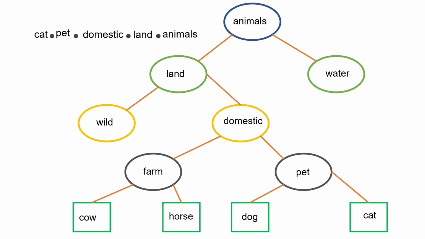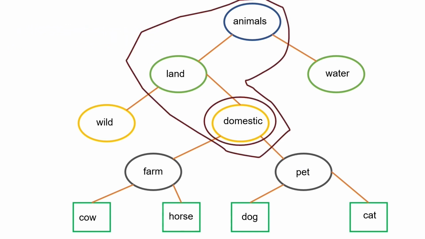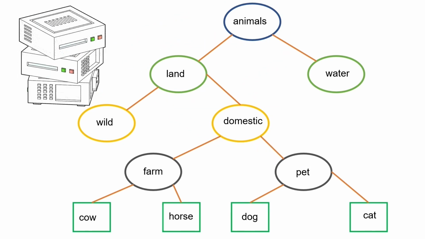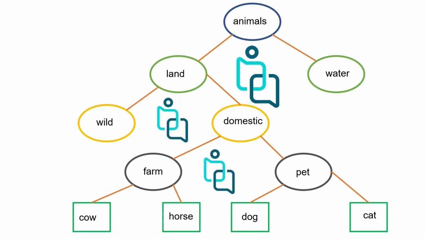To separate these words, we use dots. If we merge all these words to build the cat's full name, it will be cat.pet.domestic.land.animals. This name will be saved on the pet server. All up servers, domestic, land, and animals, will only save a reference to the pet level in the hierarchy. Each server stores only a portion of the database. It stores information only about its child server.